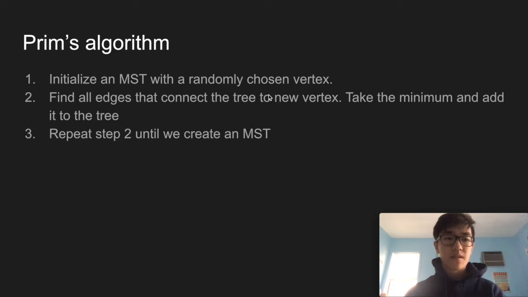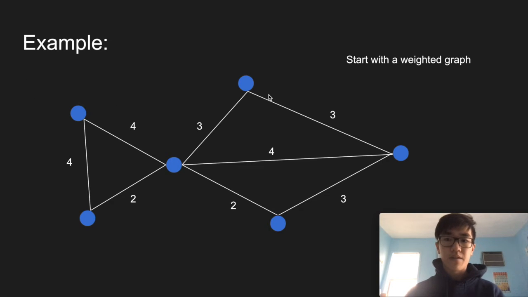There are three steps. First, we want to initialize an MST with a randomly chosen vertex. Second, we want to find all the edges that connect the tree to this new vertex. Then we want to take the minimum and add it to the tree. Finally, we'll repeat step 2 until we've created a valid MST. So now we'll run through an example of Prim's algorithm.